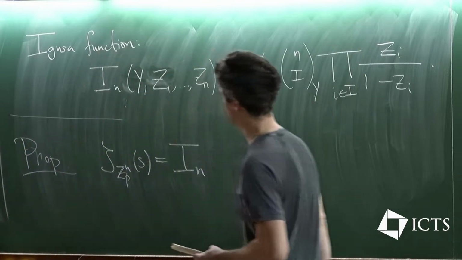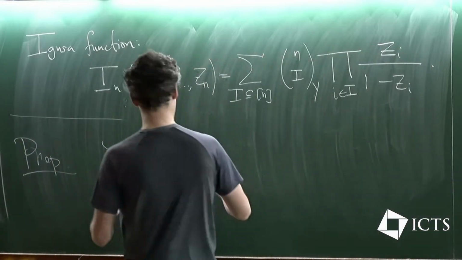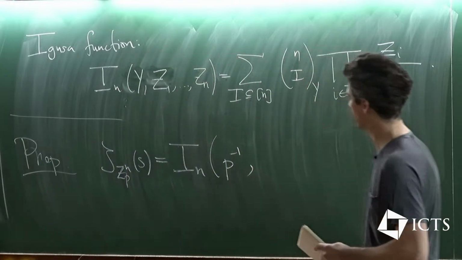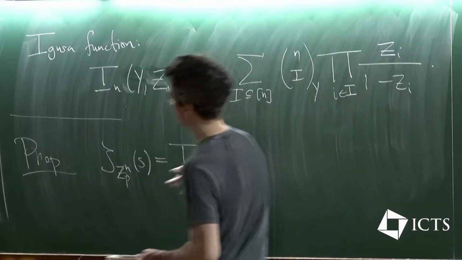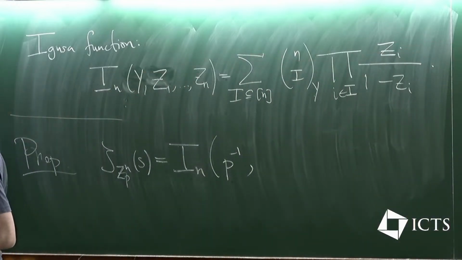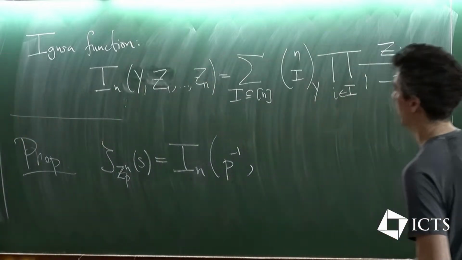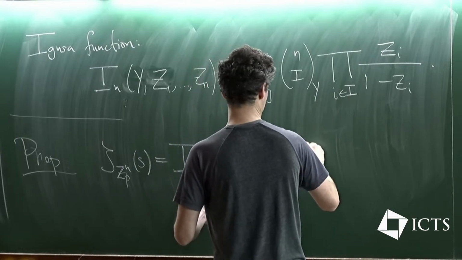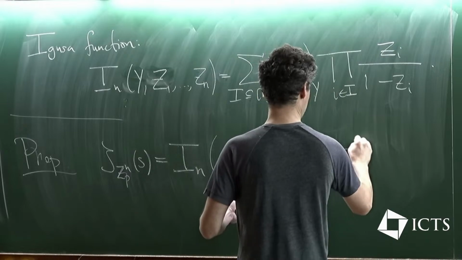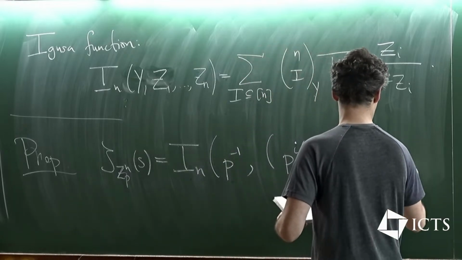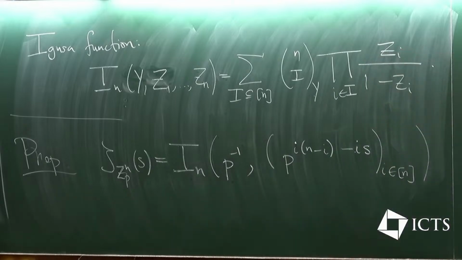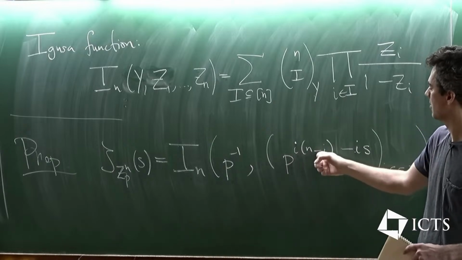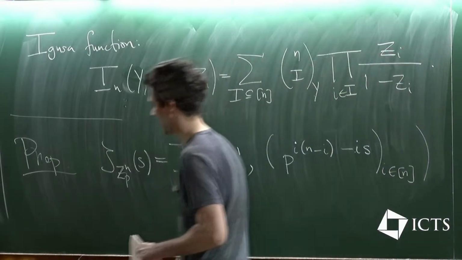Is a substitution of this Agusa function right here. Okay? And that substitution is, for the y, I'm going to put in p to the minus 1. You can see this coming in from that Birkhoff formula right here. And then the rest, I'll lump them all together. Make sure I get everything correct here. So for the variables zi, I'm going to replace zi with p to the I times n minus I times s.